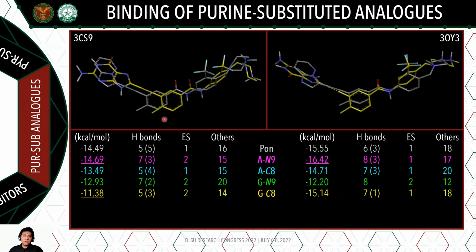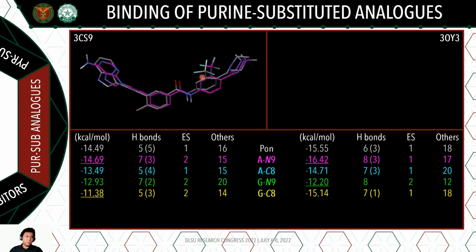For GC8, the molecule appears to be slightly different. The pose is slightly different, or it's moved to the right. Okay, and this resulted in a significantly weaker binding energy than that of ponatinib in the 3CS9 model. So let's have a closer look.